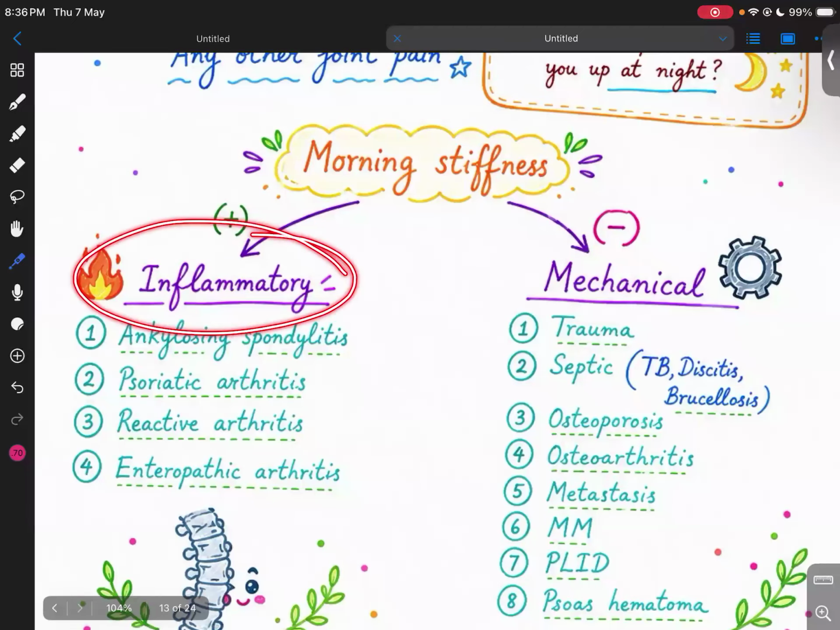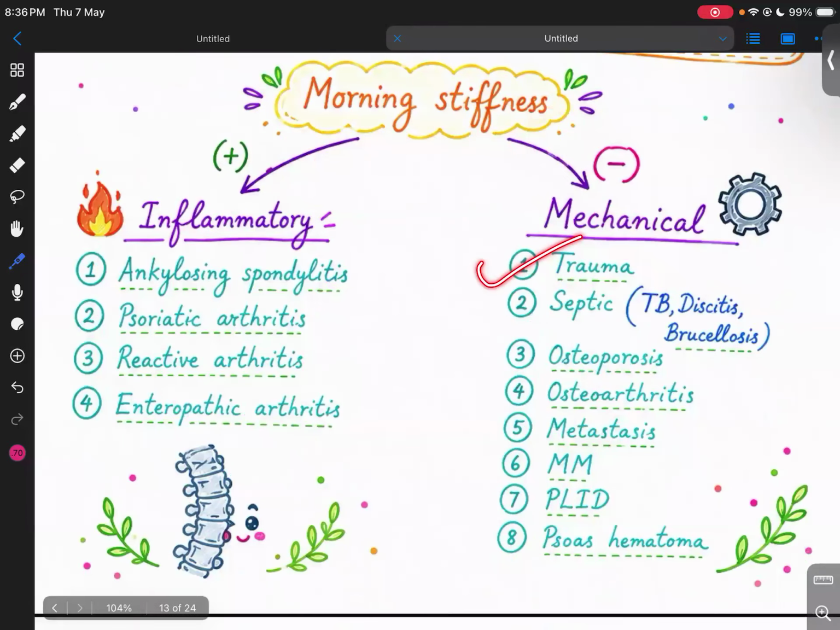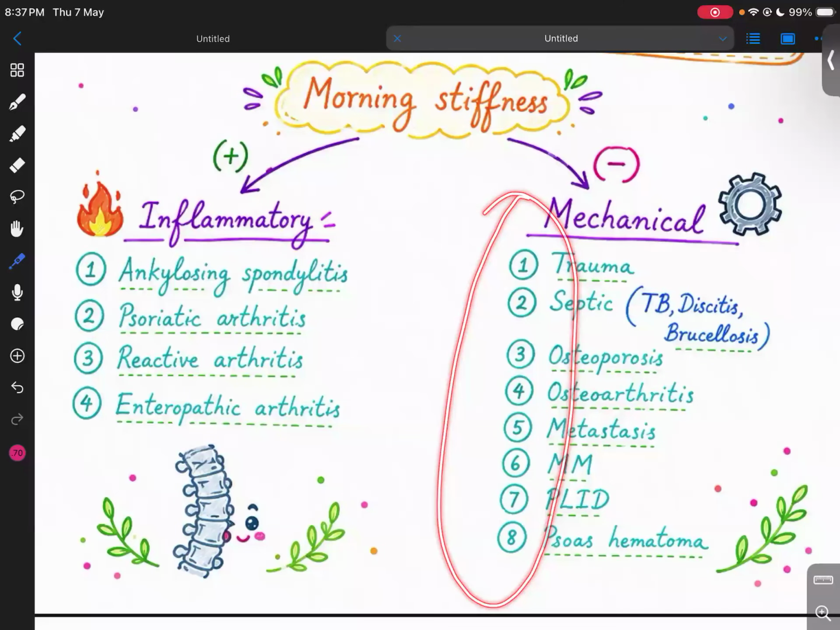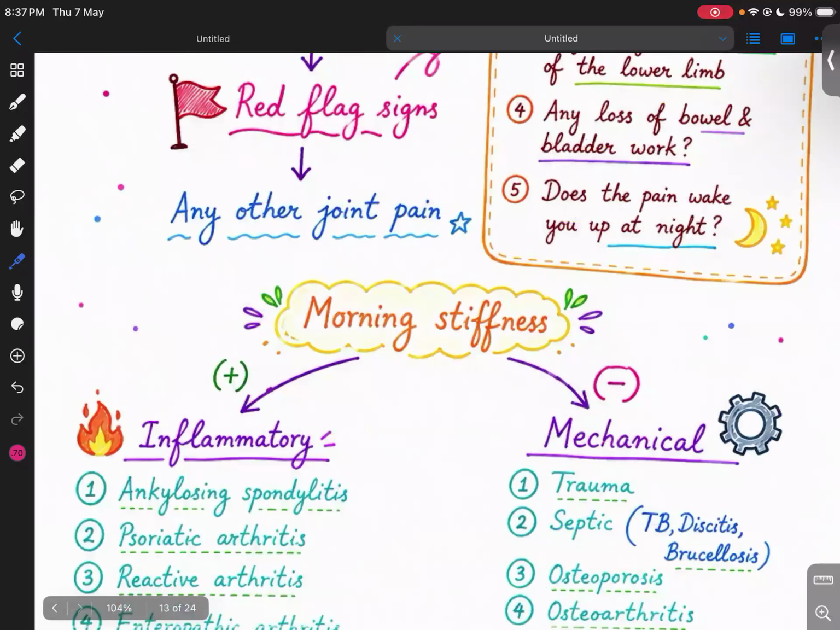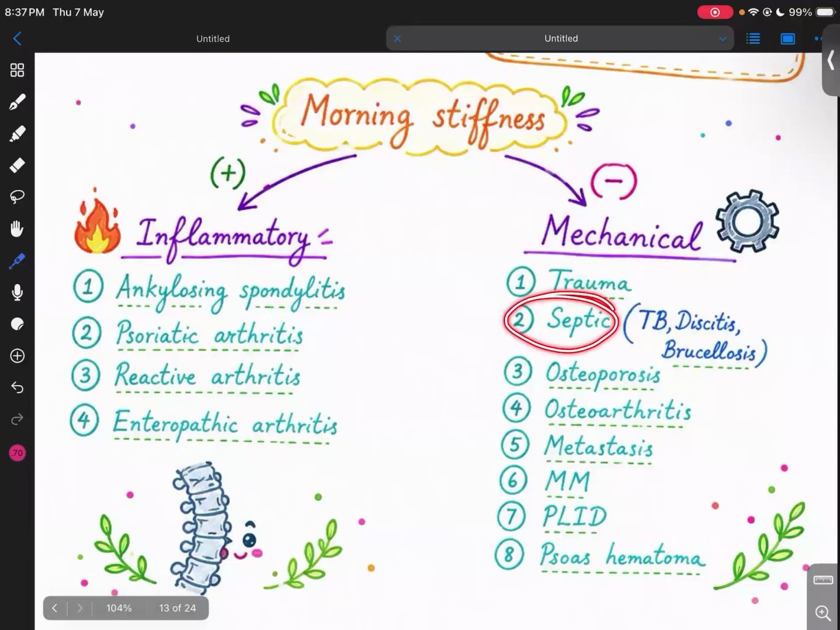Then if the cause is mechanical, the causes for the PACES exam are either trauma or septic arthritis or osteoporosis, osteoarthritis, metastasis, multiple myeloma, prolapse of lumbar intervertebral disc, and psoas hematoma. To rule them out, truly speaking, you have to depend on the past medical history and the OD para. Let me give you an example. The cause of septic arthritis can be due to tuberculosis if you are giving the exam in the Indian subcontinent. It can be due to discitis, and it can be due to brucellosis.